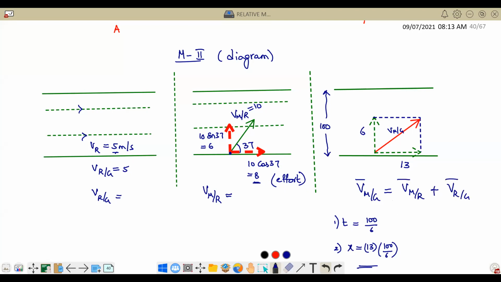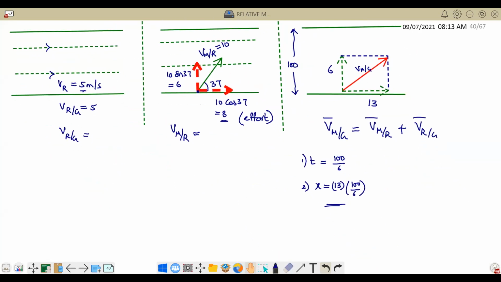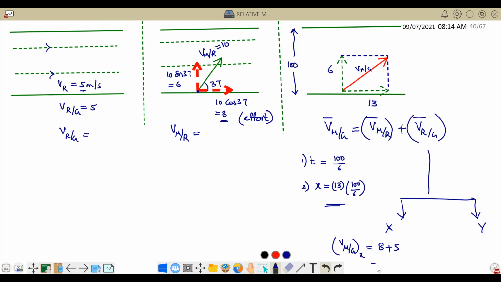If you write this equation in x direction and y direction, you will get these values. In x direction, velocity of man with respect to ground is equal to velocity of man with respect to river in x direction, which is 8, plus velocity of river in x direction, which is 5. So 8 plus 5, 13. Velocity of man with respect to ground in y direction is velocity of man with respect to river in y direction, 6, plus velocity of river with respect to ground in y direction, which is 0. Yeah, that is what we are getting.